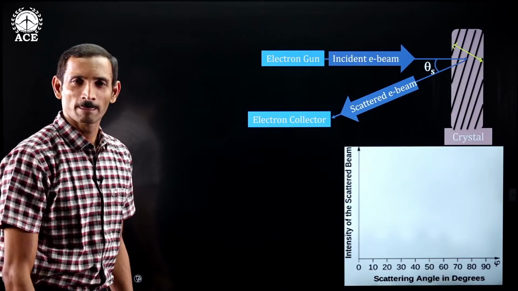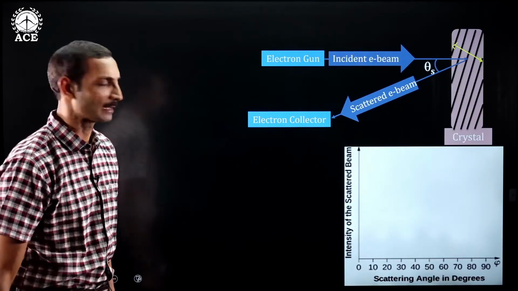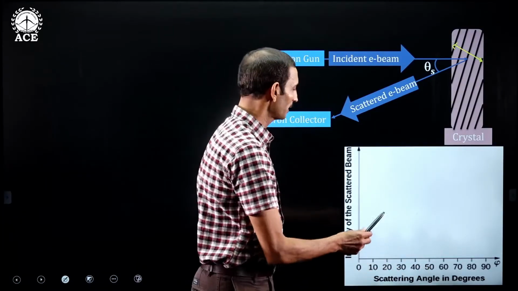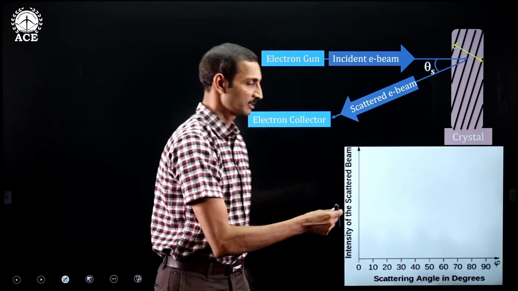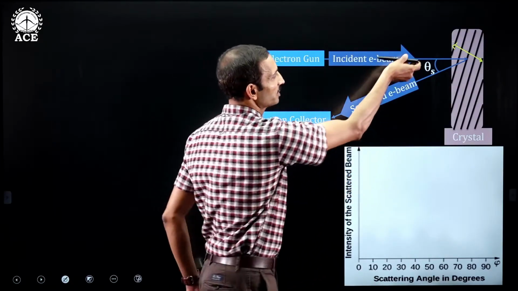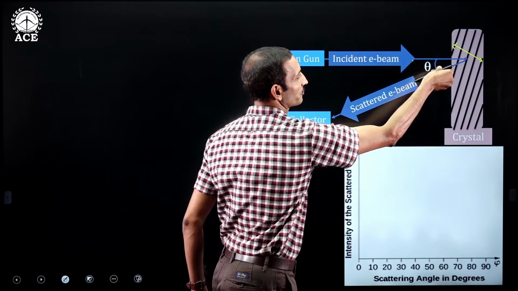I'm coming again. The scattering intensity should fall with scattering angle. What I mean to say is, if the scattering angle is increased, automatically the scattering intensity would decrease. This is the direction of incidence. This is the direction of scattering.